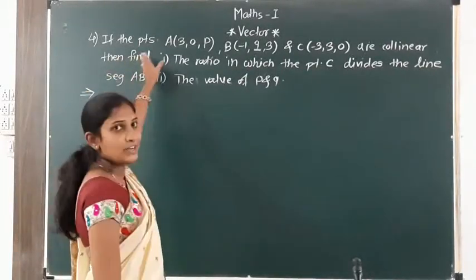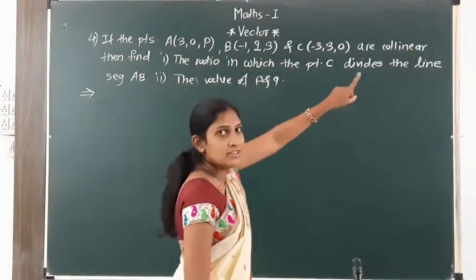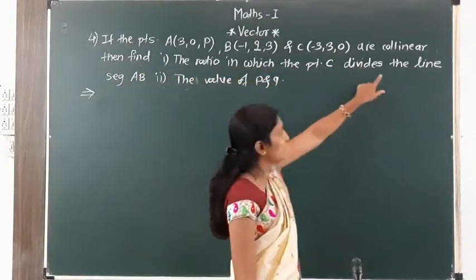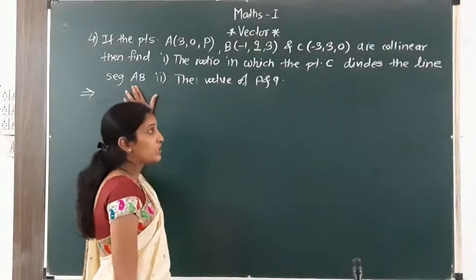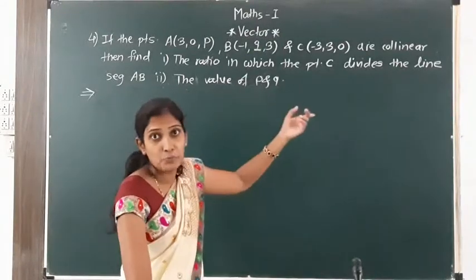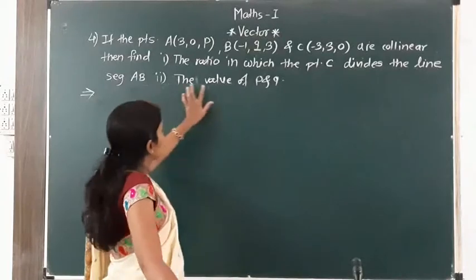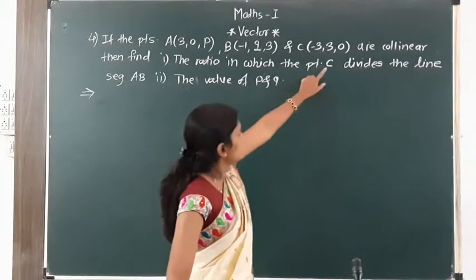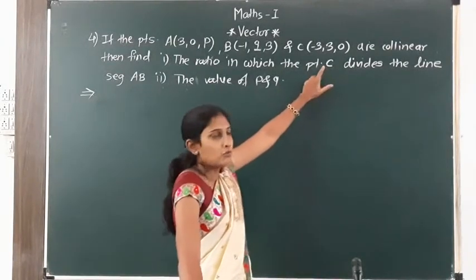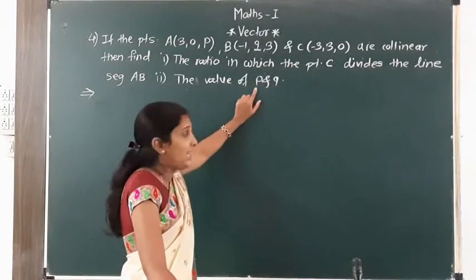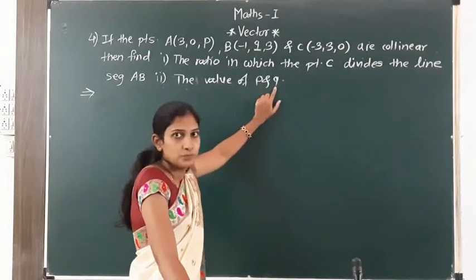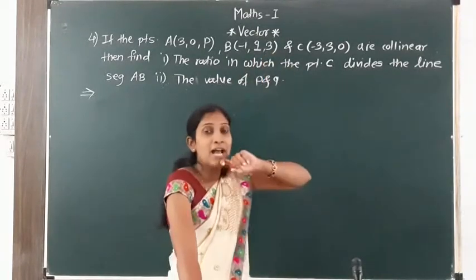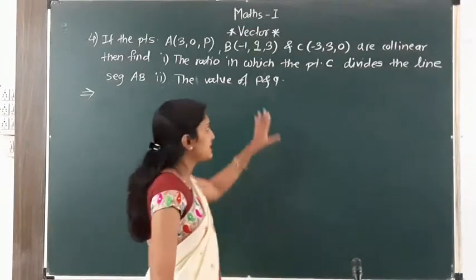What is the example? If the points A, B, C are collinear, then find the ratio in which the point C divides the line segment AB, and the values of P and Q. This example is of 3 marks. One mark is for finding the position vector of C, one mark for finding the value of P, and the other for the value of Q. This is a very important example. Many times it can be asked in the board examination.